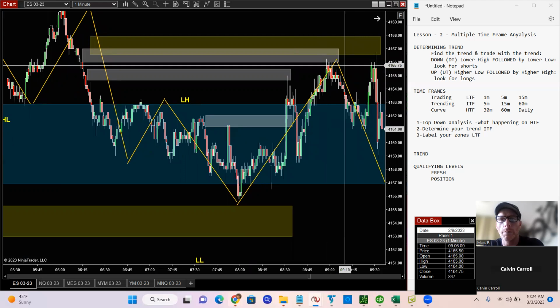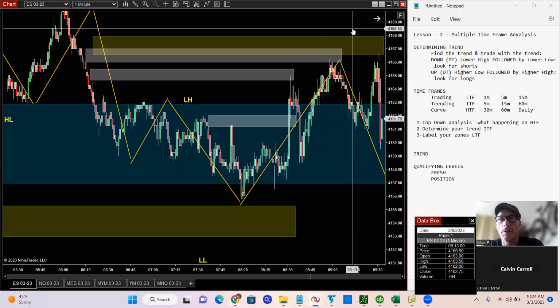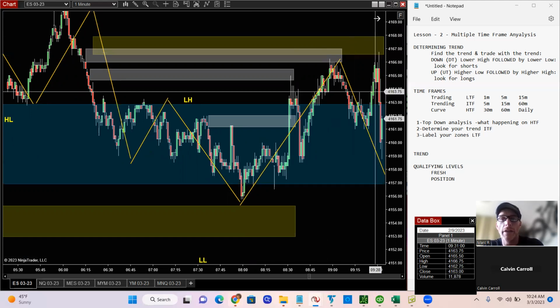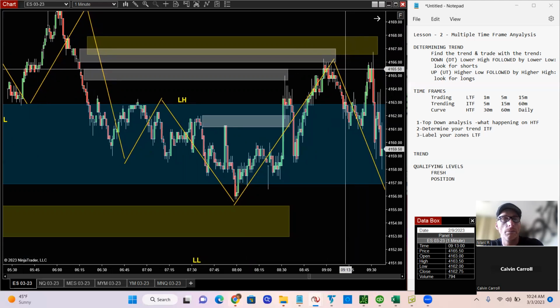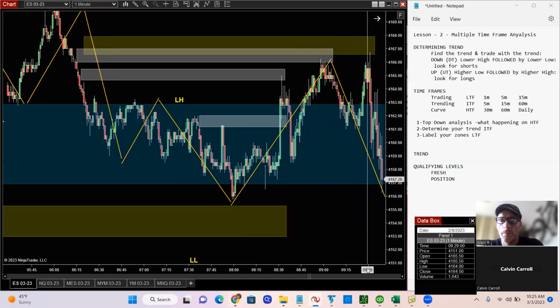We don't know if you're going to come up through here and take out this 1 minute level completely. But if you happen to know that you have a 5 minute level there, your 5 minute downtrend is likely going to bounce off that and go down, which is exactly what happened here. Okay.